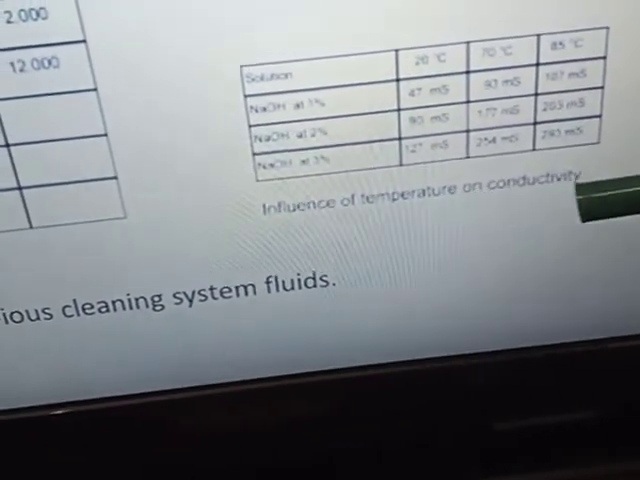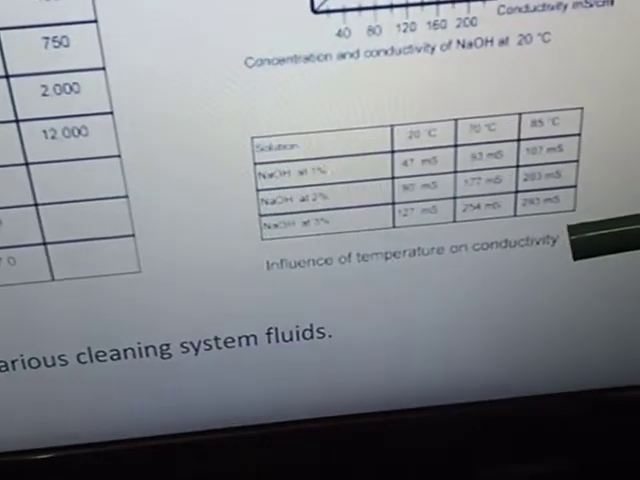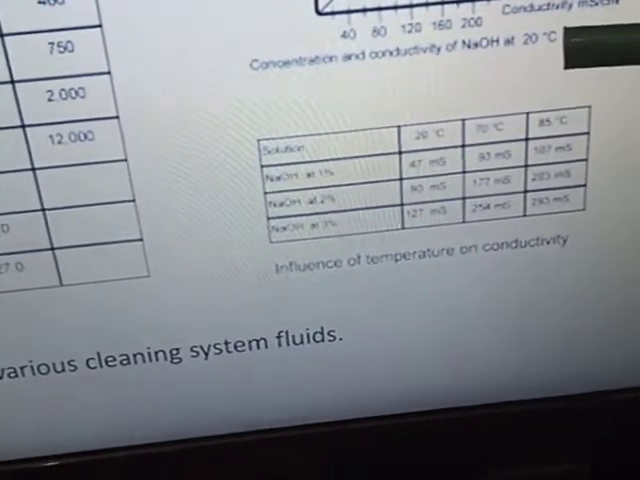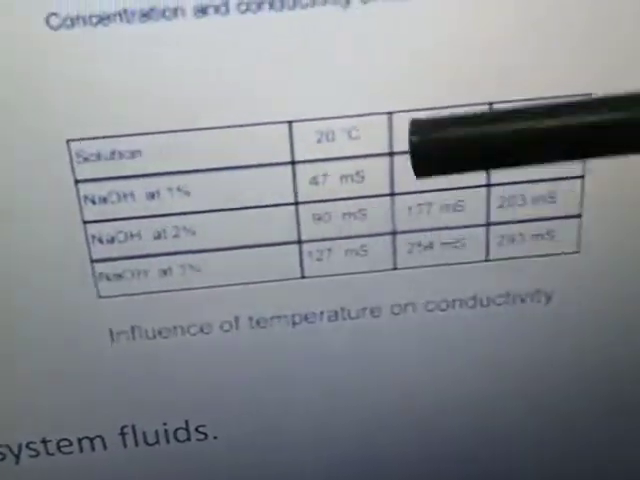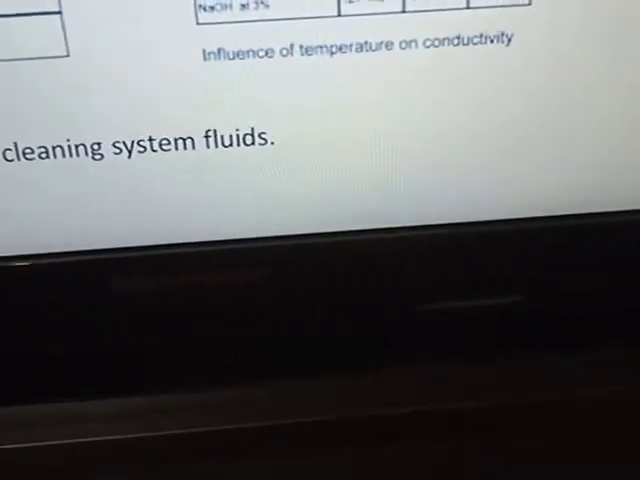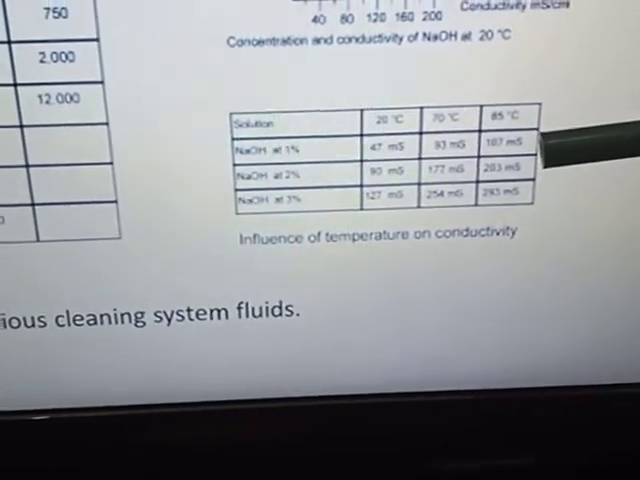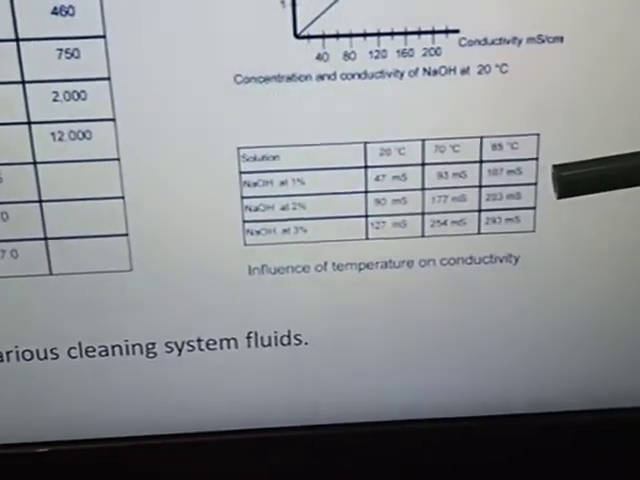Influence of the temperature on conductivity, yes. That's why you need to do the measurement at one temperature, for example, at room temperature, 20 degrees Celsius. So if you increase the temperature for 1%, for example, it will increase from 47 to 93 and to 107. Increasing the temperature will increase the conductivity values.